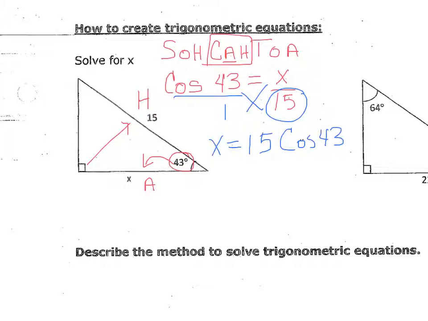Okay, so what is in the calculator, 15 cosine of 43? That is right, 10.97. So the length of that adjacent side is 10.97. That's it. Questions about that? So far so good. Go ahead and try the second problem, please.